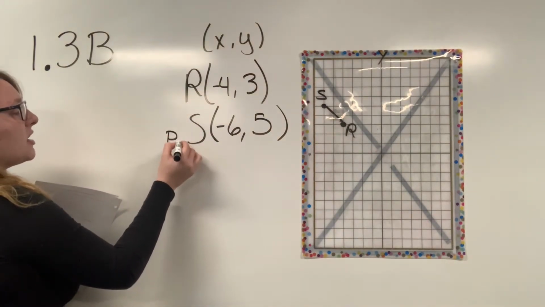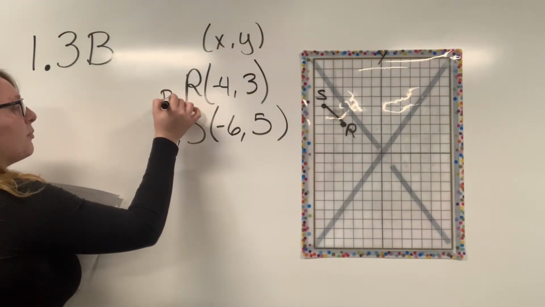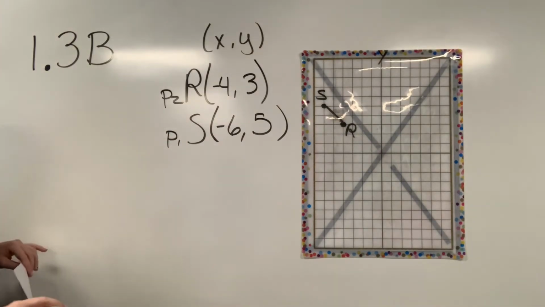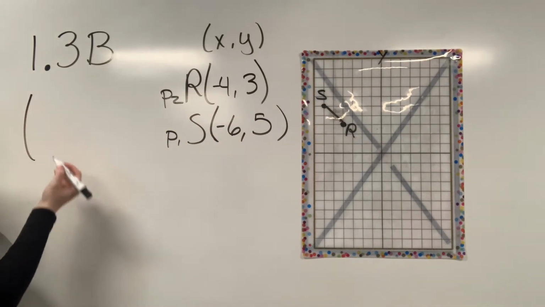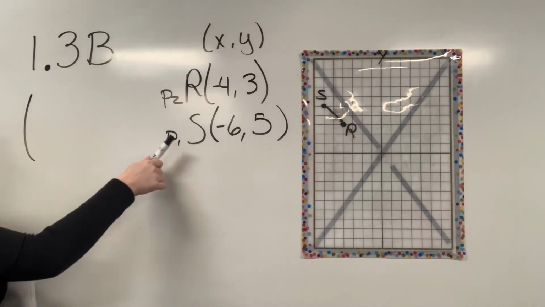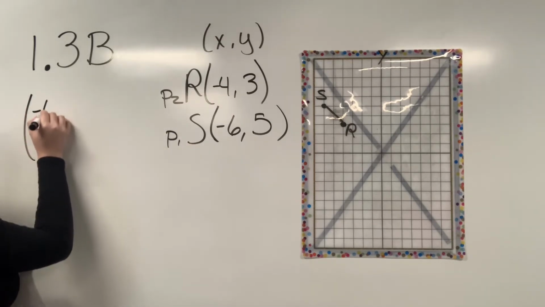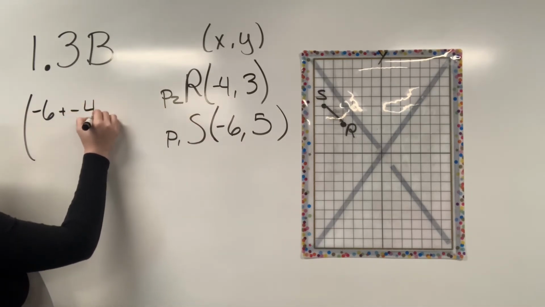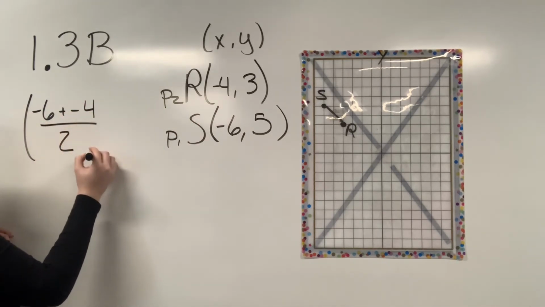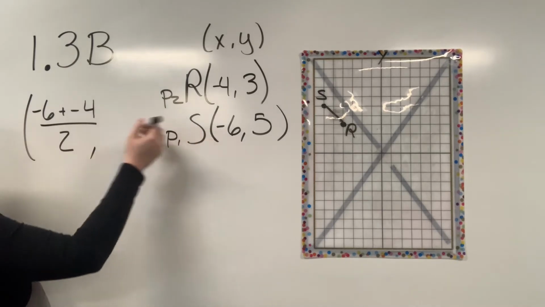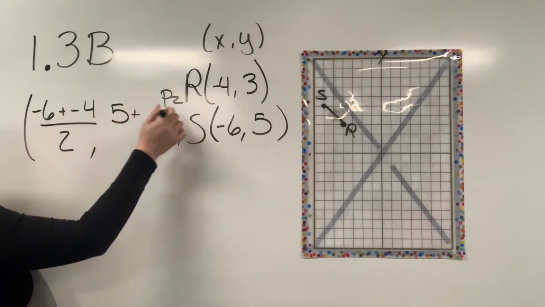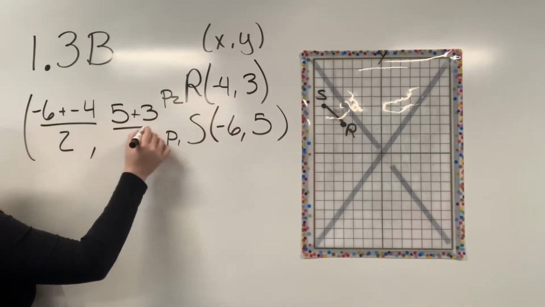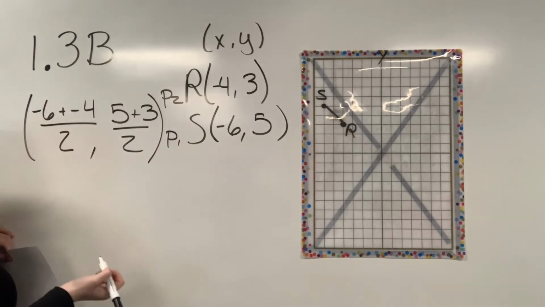I'm going to make S our point 1 and R our point 2. It doesn't matter, you could switch them. Open parentheses, our first X, which is -6, plus our second X, which is -4, divided by 2, comma, our first Y, plus our second Y, divided by 2, close parentheses.